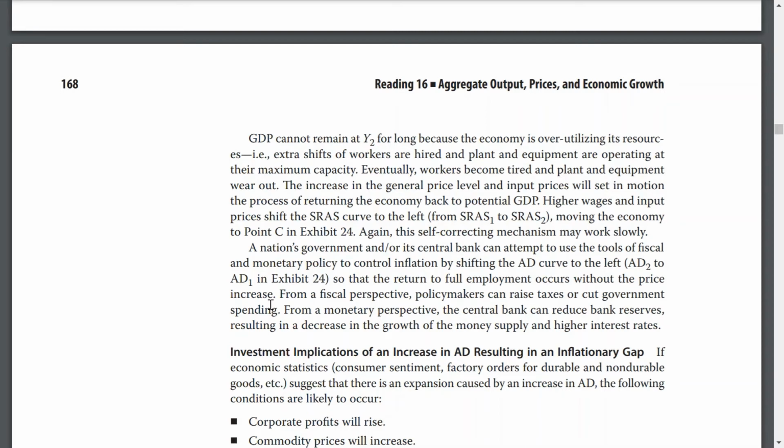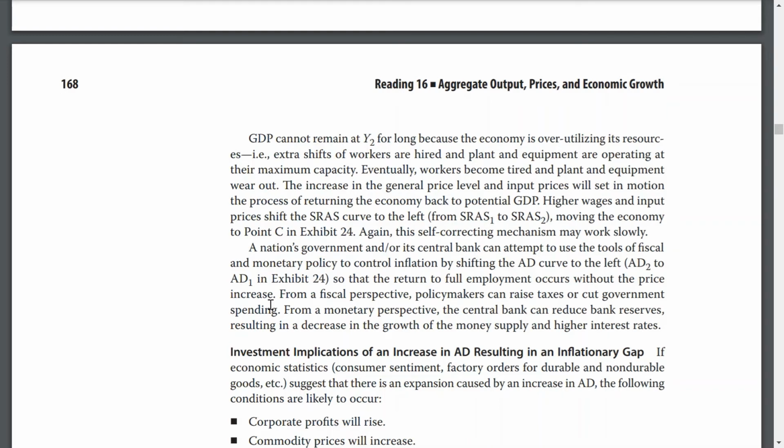In Exhibit 24, again, this self-correcting mechanism may work slowly. A nation's government and/or its central bank can attempt to use tools of fiscal and monetary policies to control inflation by shifting the AD curve to the left, AD2 to AD1 in Exhibit 24, so that the return to full employment occurs without the price increases.